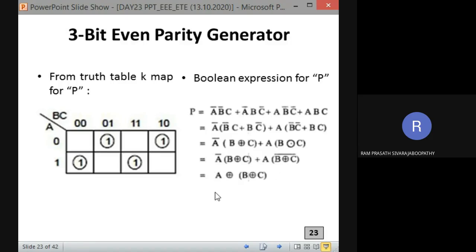So what about the output function P? A XOR B XOR C, the XOR of all the bits. That is going to generate the parity bit. Is it clear for all of you? Yes or no?